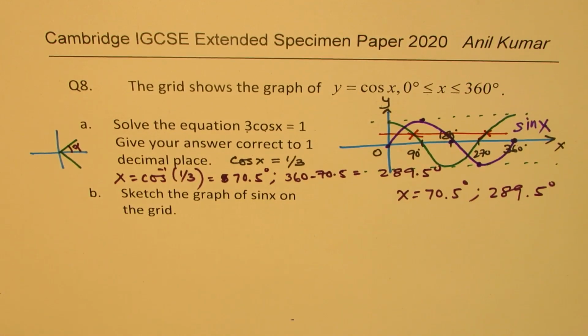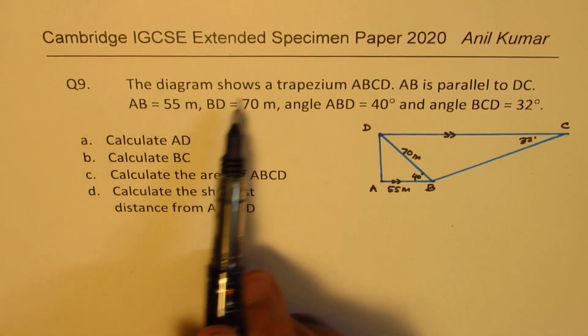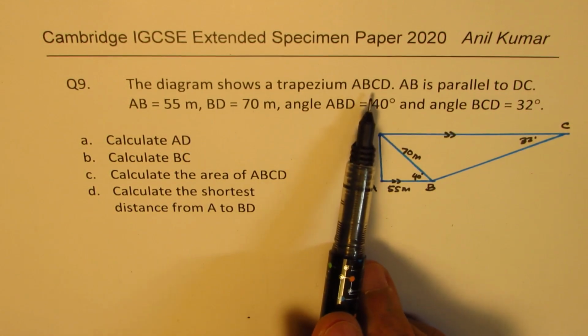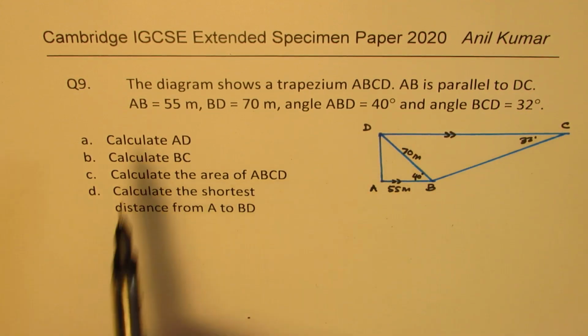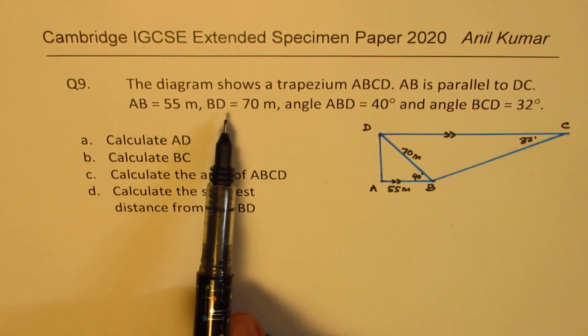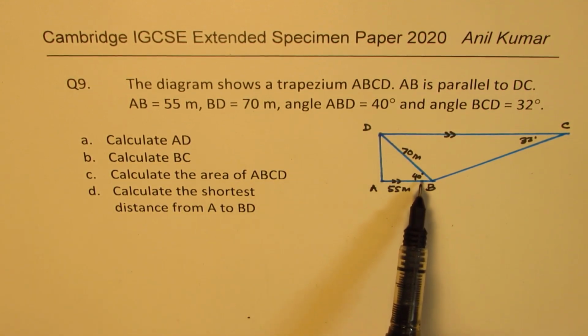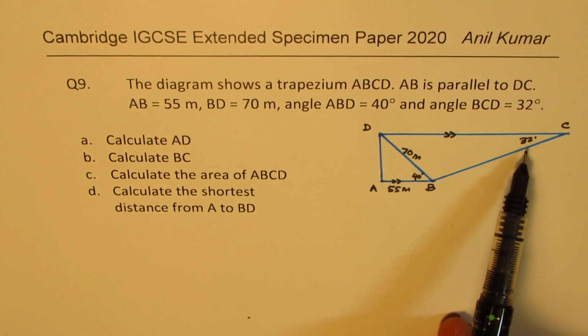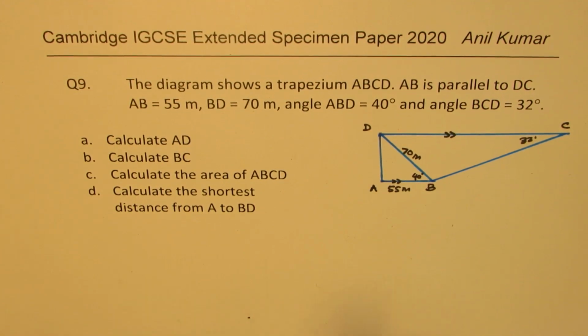Now let's move on and take question number 9. The diagram shows a trapezium ABCD. AB is parallel to DC. AB is 55, BD is 70, angle ABD is 40 degrees, and angle BCD is 32 degrees, right? We need to calculate AD.